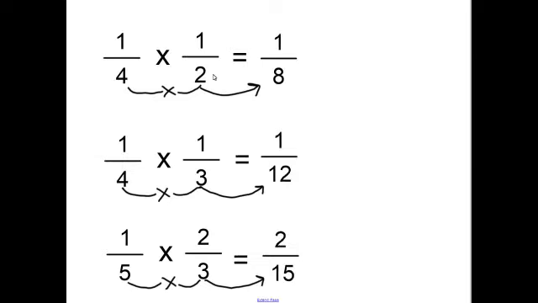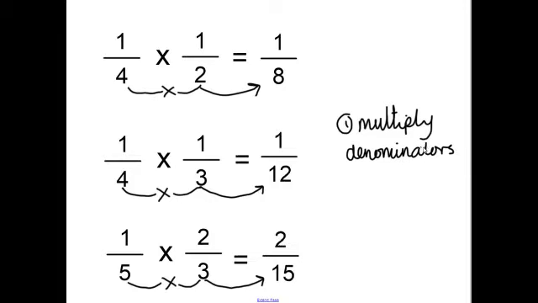So using this strategy, what we do is multiply. It doesn't really matter what order you do this in. You multiply the denominators, which will give you our new one. I need to concentrate to spell denominators. There we go. So we multiply the denominators and that will give us our new one. So we've got 4 times 2 equals 8, 4 times 3 equals 12, and 5 times 3 equals 15.